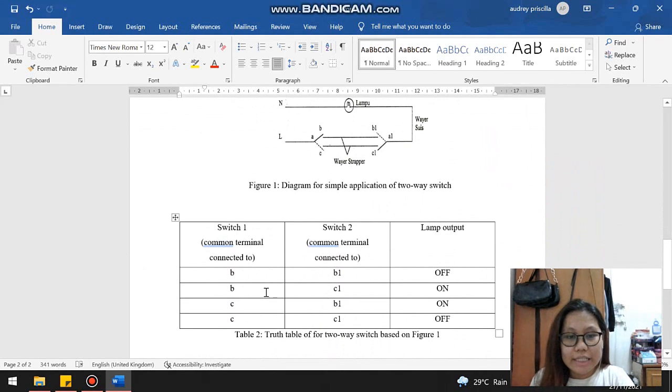For switch 1, when it is connected to B and switch 2 is connected to B1, the output will be off. When switch 1 is connected to B and switch 2 is connected to C1, the lamp will be on. When switch 1 is connected to C and switch 2 is connected to B1, then the lamp will be on. And lastly, if switch 1 is connected to C and switch 2 is connected to C1, the lamp will be off.